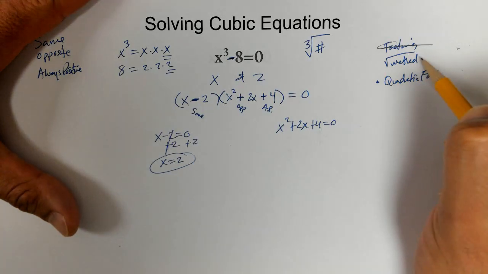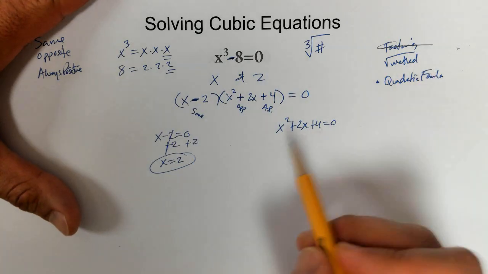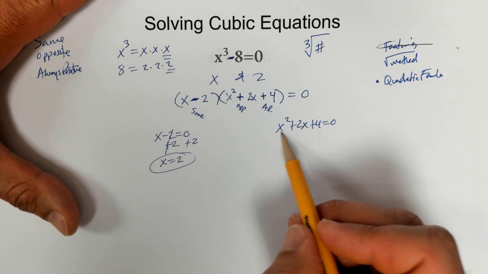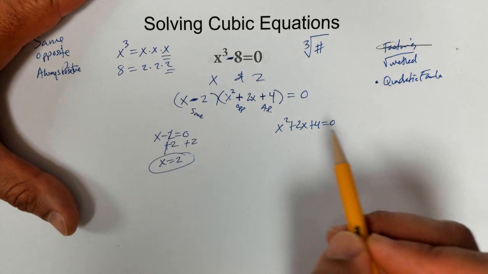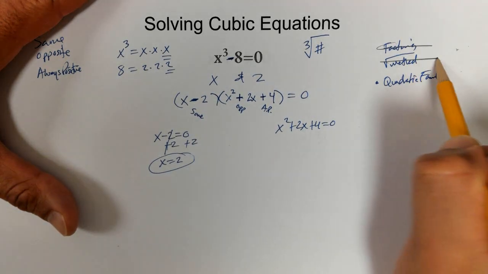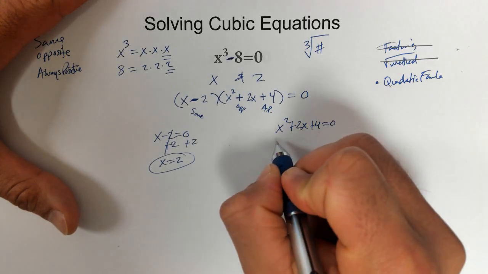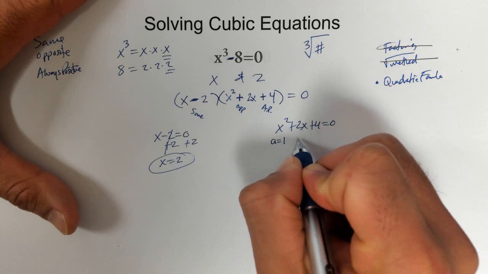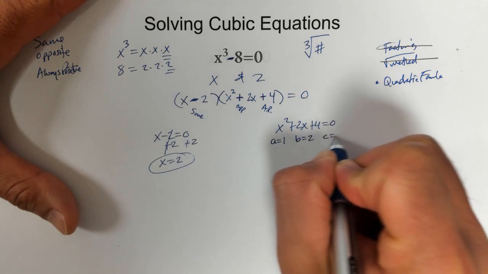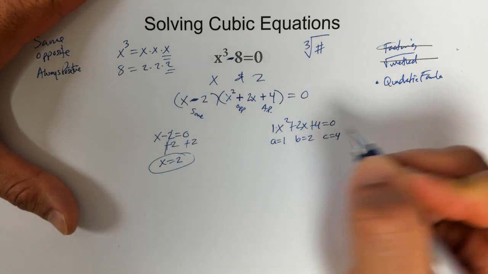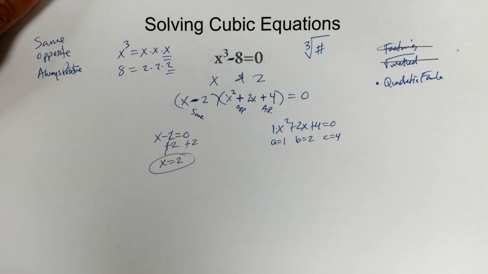Now the square root method only works whenever we have one variable to isolate. And here we have two variables. So we cannot use the square root method either, which leaves us with the quadratic formula. We have to first identify the a value. A equals 1, b equals 2, and c equals 4. Because there's an imaginary 1 here, right? It's implied. There's one x squared.